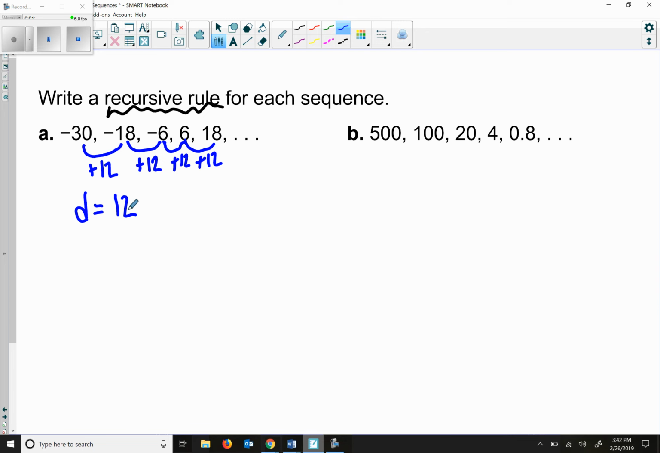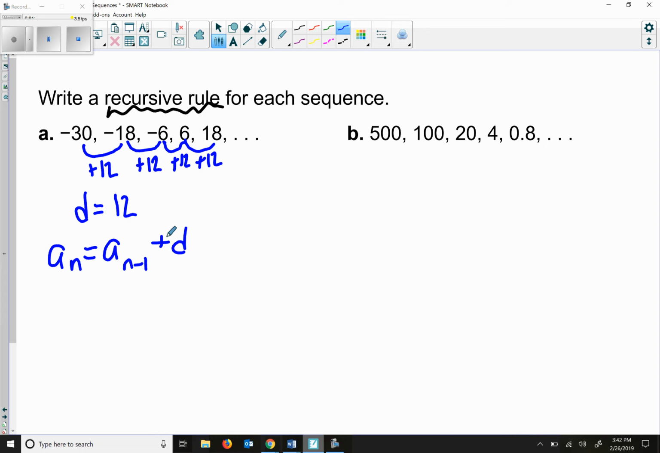Our formula that we're going to use then, since this right here is arithmetic, because we're adding, is a sub n equals a sub n minus 1 plus d. So that's that recursive equation for an arithmetic sequence.